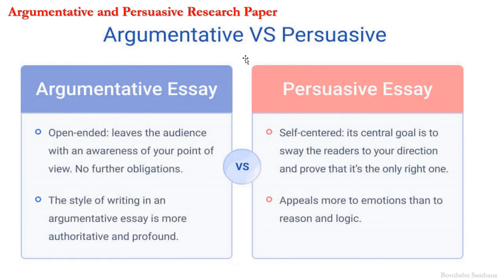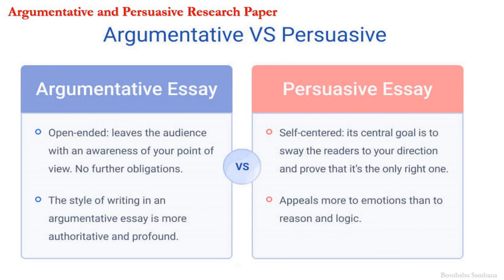Okay, next, this diagram, this questionnaire, argumentative and persuasive, will guide you in the argumentative way and persuasive way. The argumentative way is an open-ended environment, and persuasive is a self-centered environment. This style represents an argumentative essay as more than authenticated proof. It appeals more to emotions, feelings, views than to reason and propositional logic.